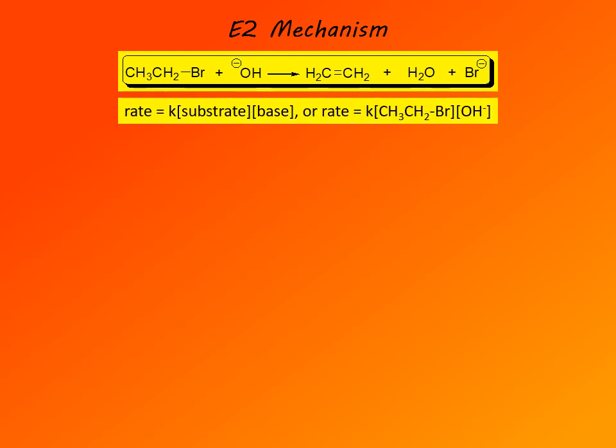Reaction rate depends on the rate constant and concentration of substrate and the base. Or in this specific example, reaction rate depends on the rate constant and concentration of bromoethane and hydroxide anion.